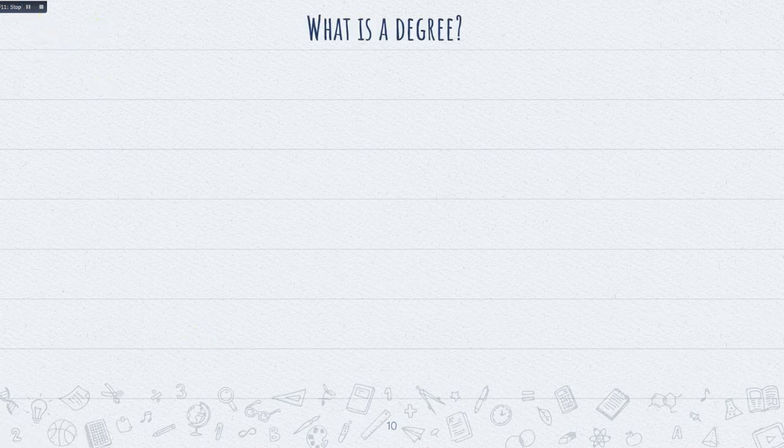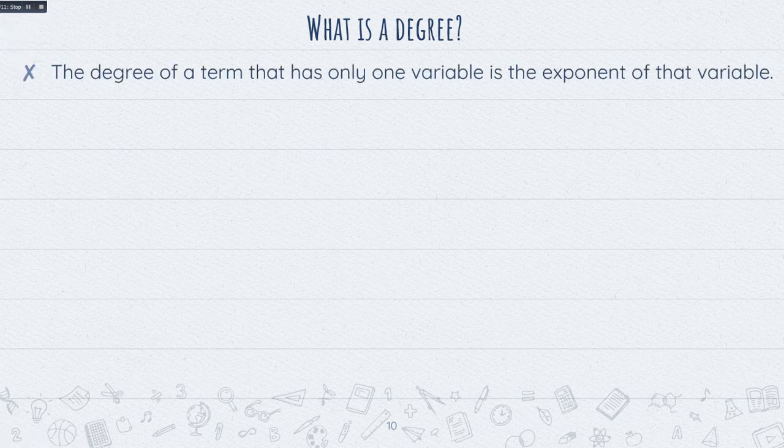Next, what is a degree? There are 4 rules in identifying the degree of terms. The degree of a term that has only one variable is the exponent of that variable. So here is the example. We have 5x cubed. So x would be the variable, 5 would be the numerical coefficient, and 3 would be our exponent. So since our exponent is 3, that will be our degree. Okay, so this will be degree of 3.